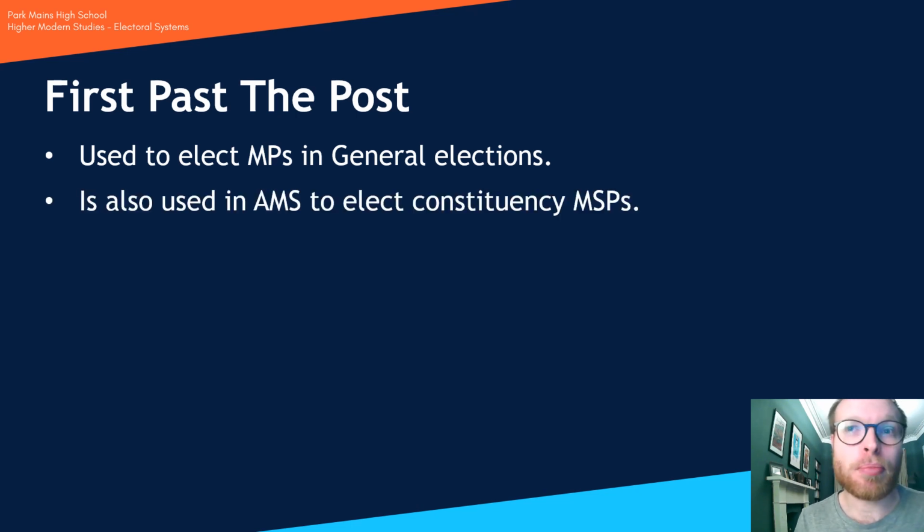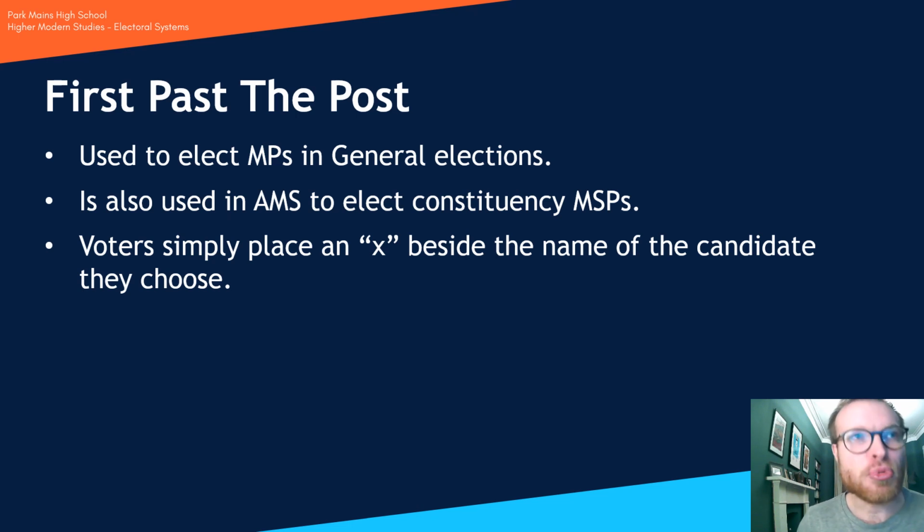It's also used as part of the additional member system, but to elect the constituency members of Parliament. Remember, there's 73 constituency MSPs in the Scottish Parliament. Don't worry too much about that bit because that might start to confuse you if we think about that. We'll come back to that later.